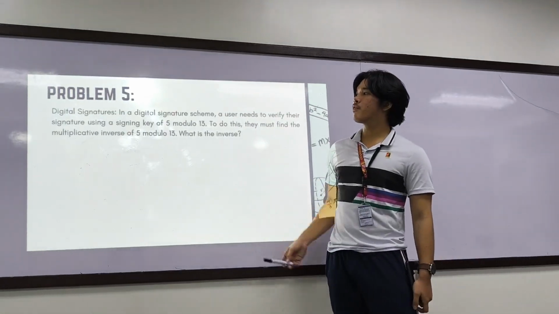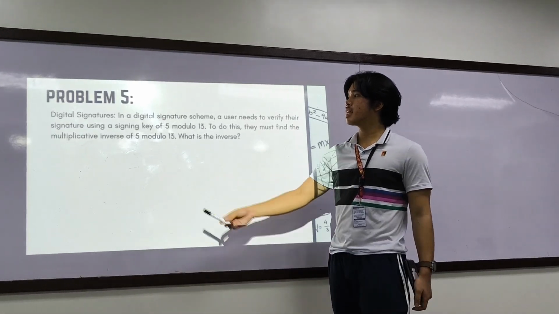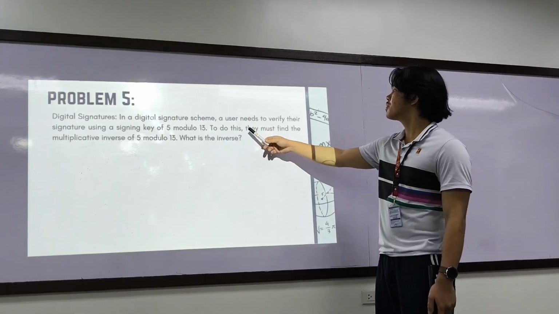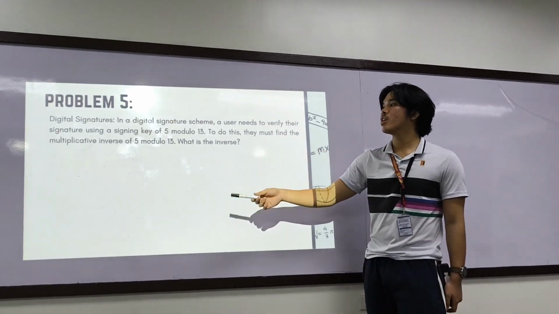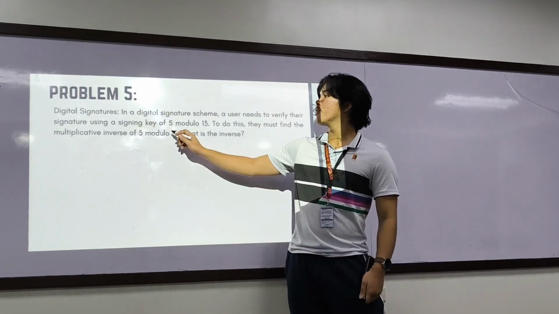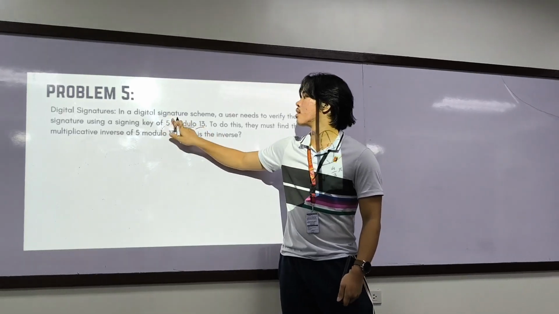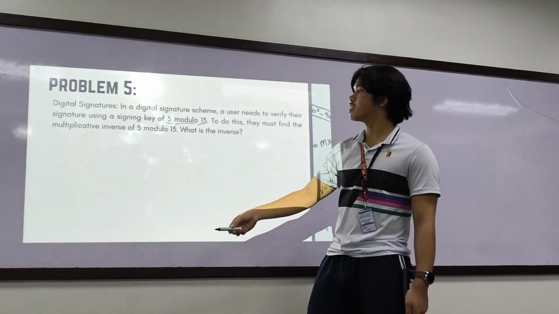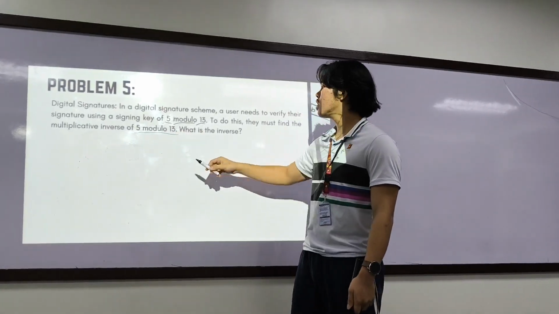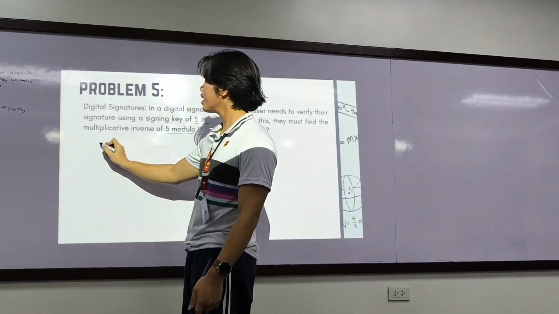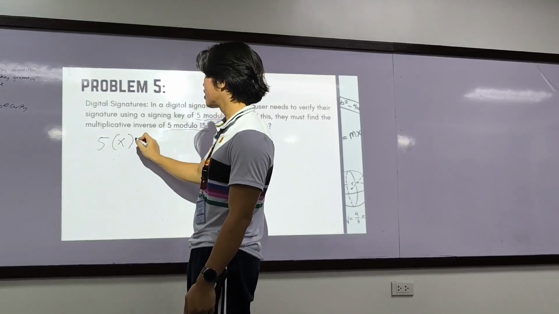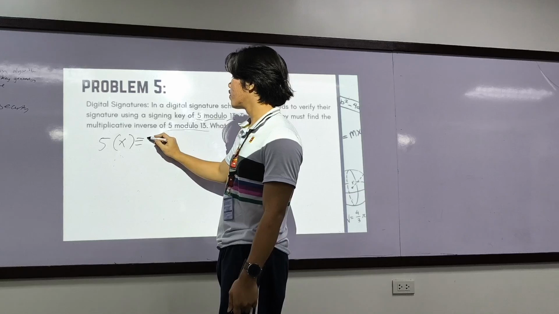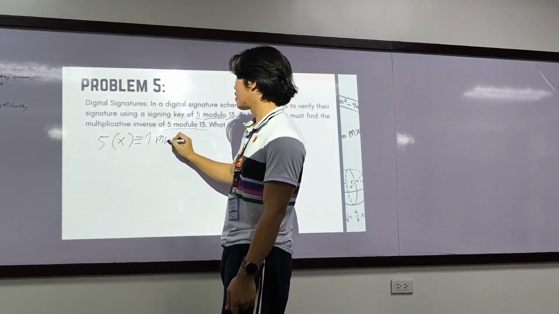So for problem number 5, we have digital signatures. In a digital signature scheme, a user needs to verify their signature using a second key of 5 modulo 13. To do this, they must find the multiplicative inverse of 5 modulo 13. So what is the inverse? We're finding the x which, when multiplied by 5, will be congruent to 1 modulo 13.